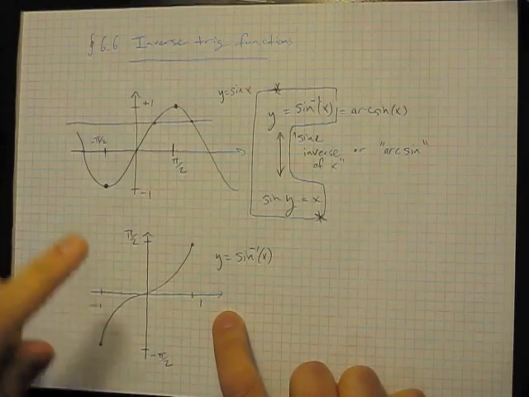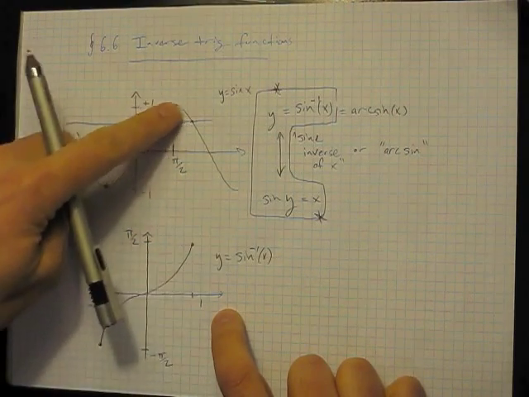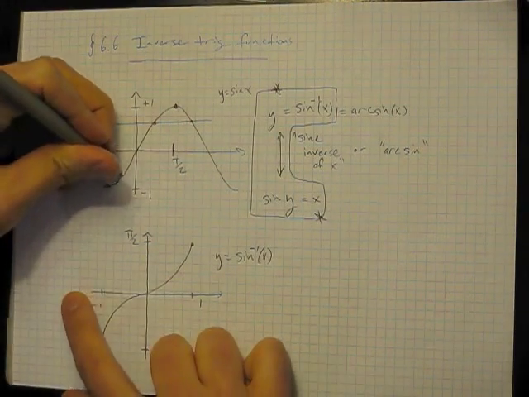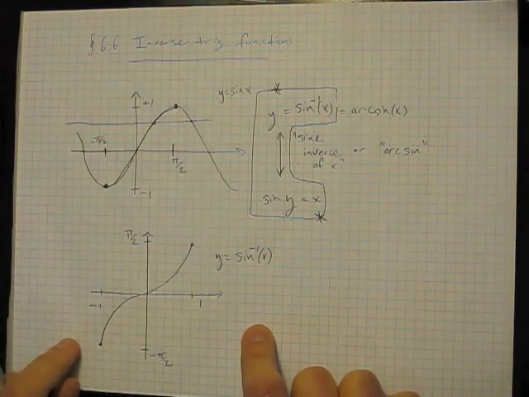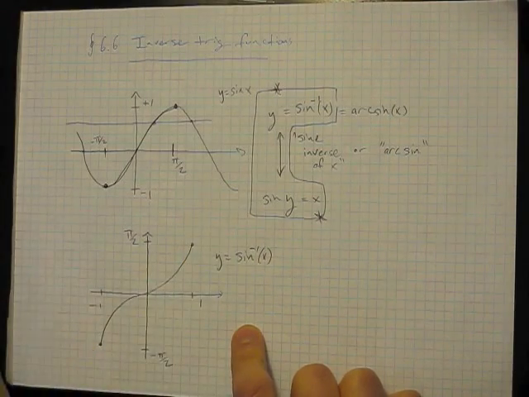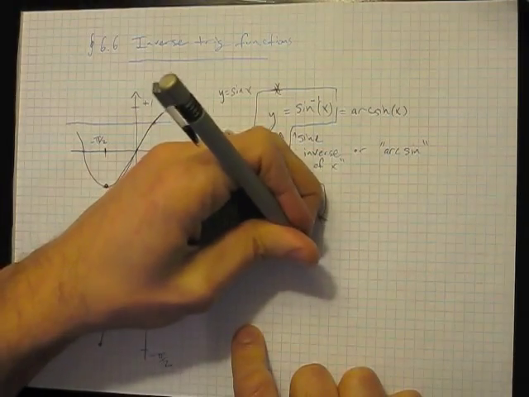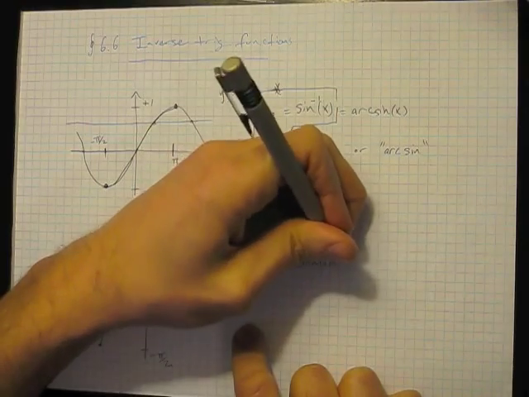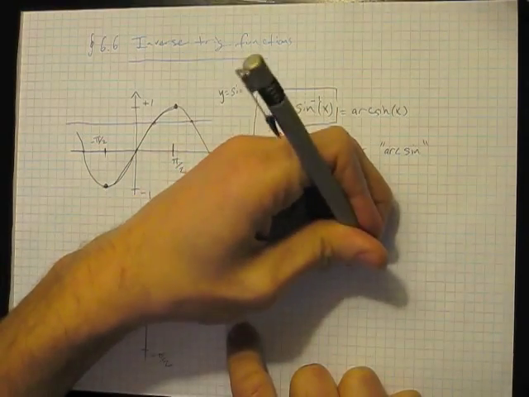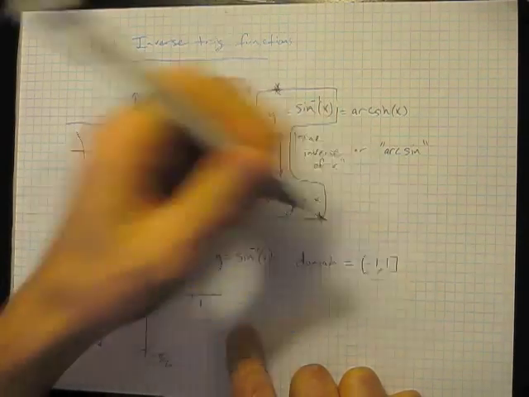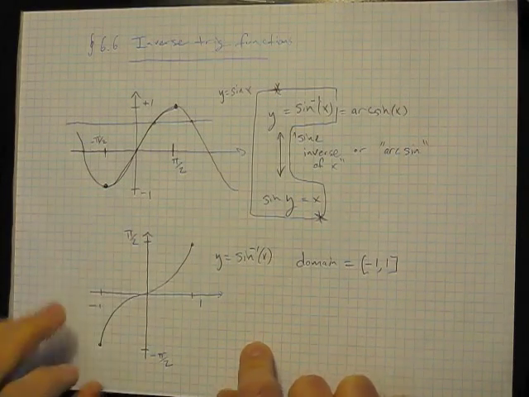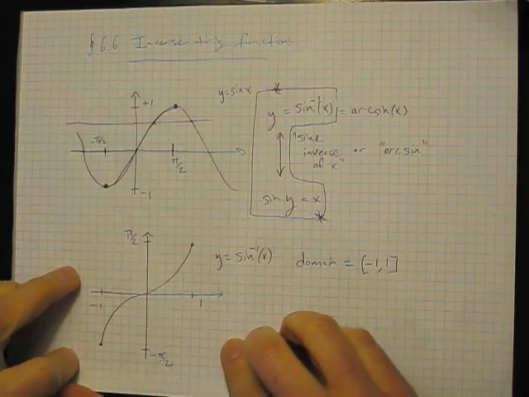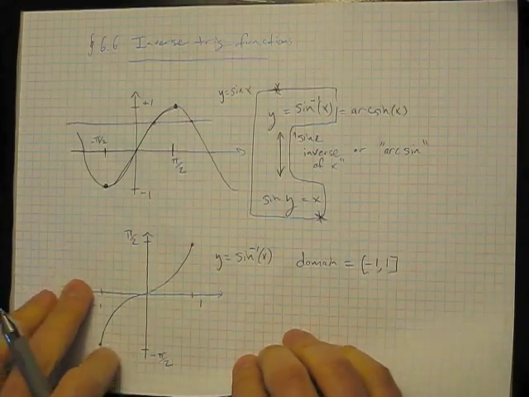Okay, and you can see we obtained this graph just by taking this portion of the sine graph and reflecting it across the diagonal line at 45 degrees. So the domain of this function is the interval from -1 to 1, and the range is minus pi over 2 to pi over 2. So that's the inverse sine function.